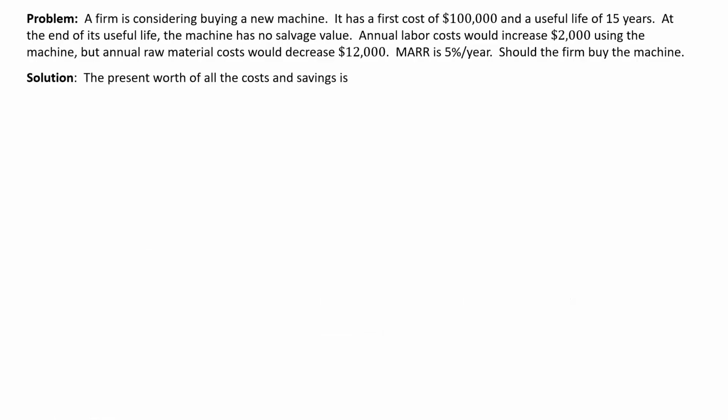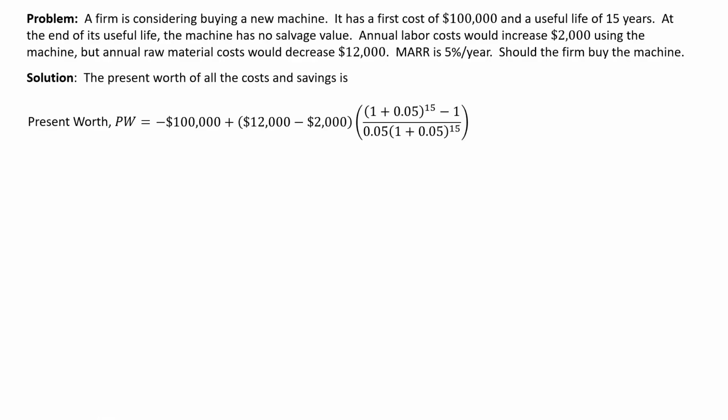Should the firm buy the machine? Cool. And once again, we didn't mention this, but because we are in the present worth method, we'll find the present worth of all of this. First cost of 100,000. Would you agree that should be a minus 100,000? Good. After that, what happens? Annual labor costs, the A thing, uniform. Labor costs increase 2,000, so minus 2,000, but the annual raw material cost decreases, so that's a gain. So we'll say 12,000 minus 2,000, right?